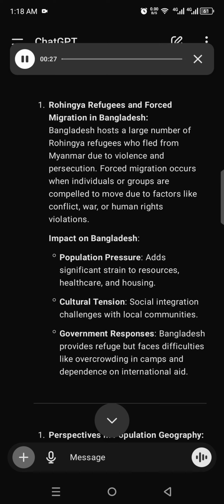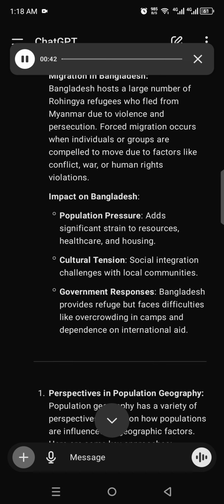Adds significant strain to resources, healthcare, and housing. Cultural tension: social integration challenges with local communities. Government responses: Bangladesh provides refuge but faces difficulties like overcrowding in camps and dependence on international aid.